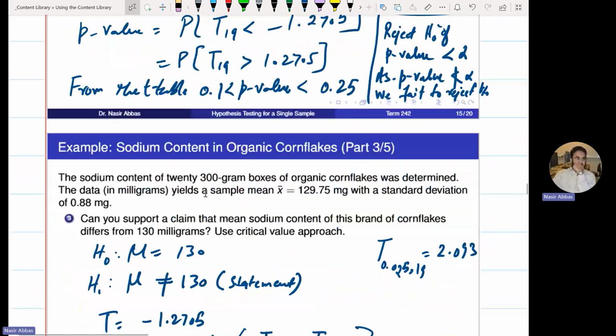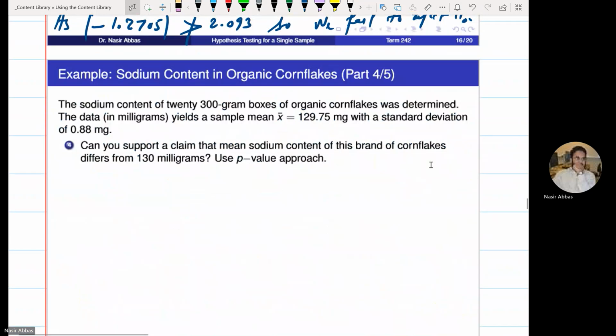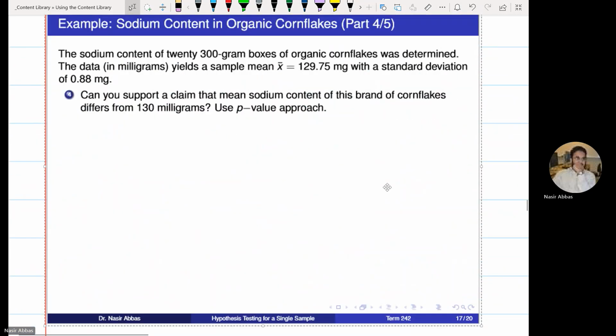So let us read part 4 of this question. Part 4 says that the sodium content of 20, what is this 20? N. 20 boxes was determined. The data gives a sample mean of 129 and a sample standard deviation of 0.88. Nowhere in the question are you given sigma. Can you support the claim that, what is the claim?